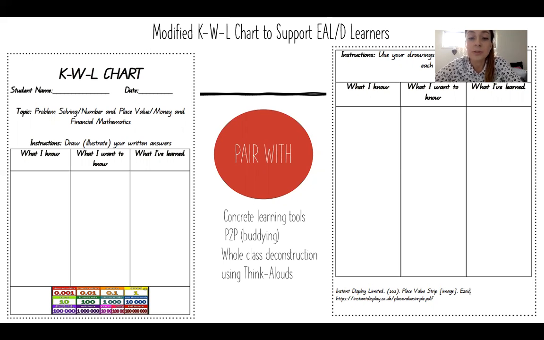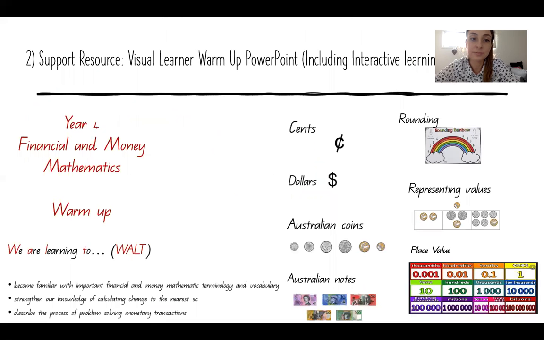Beneficial pairing resources to work alongside the KWL chart would include a collection of concrete learning tools such as play money, hundredths chart, counting cubes, and a whole class deconstruction using a think aloud method. This is the second learning resource. It is a visual learner and is used as a warm-up or PowerPoint tool.